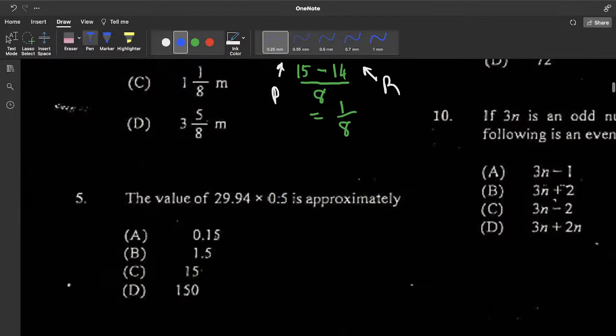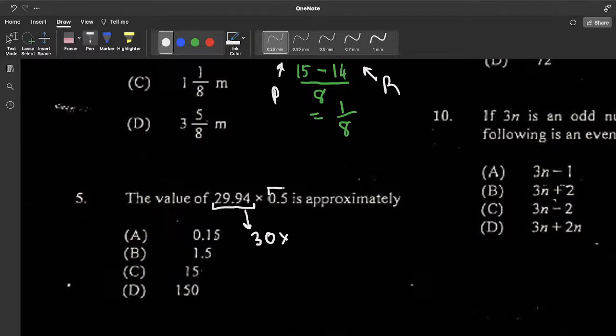But another tactic that we could use, if you look at this, 29.94. Now this number specifically, if you were to think of this as a whole number, to the nearest whole number, what would you do? You could just say 29.94 is basically 30. If you round that to the nearest whole number, that's like saying 30. And I'm saying 30 times 0.5.